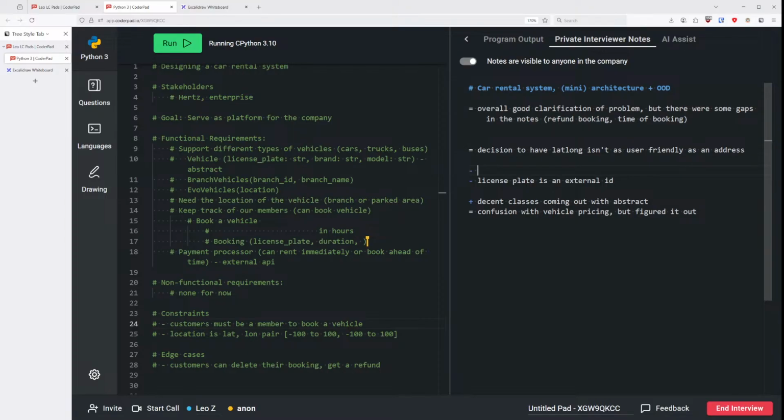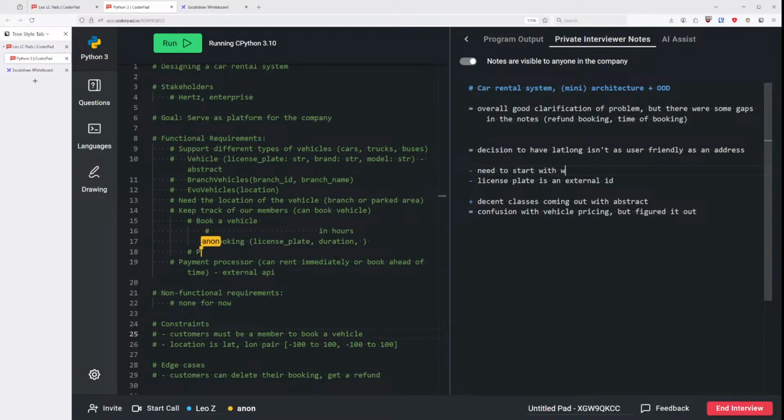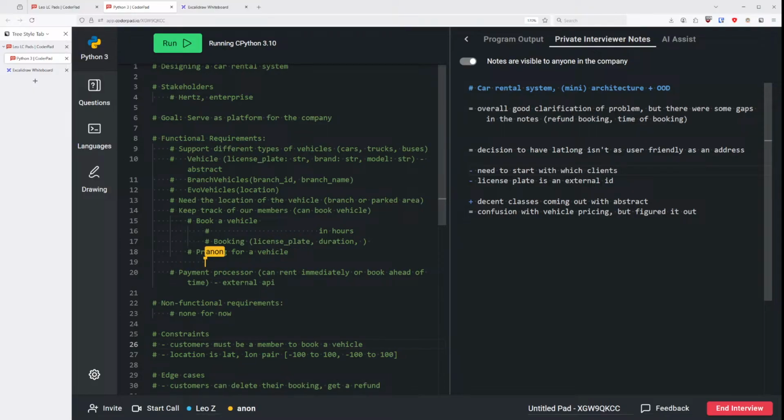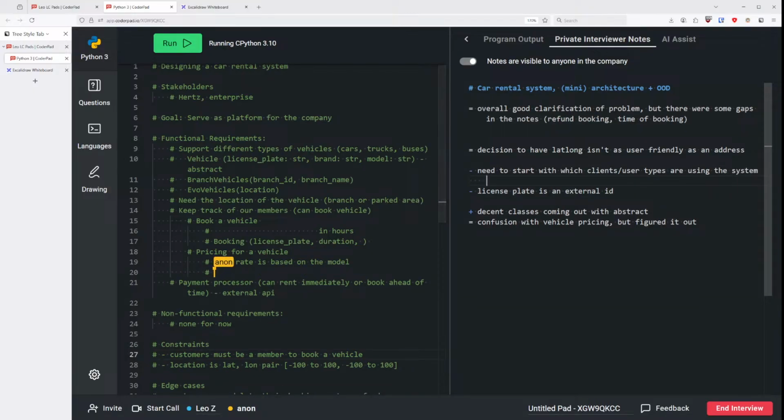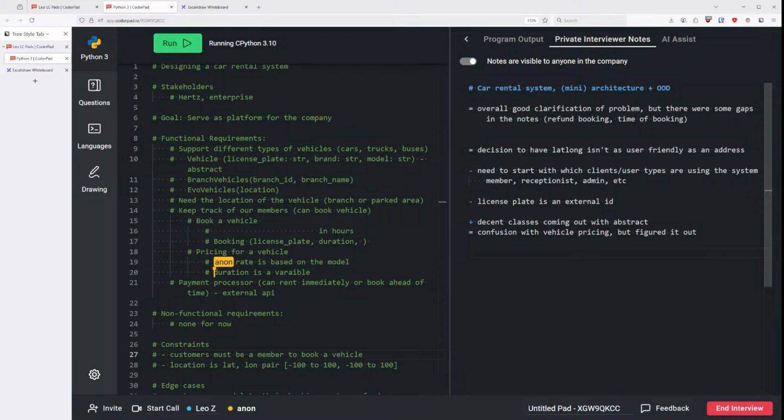The rate is based on the model. Okay, so the base rate will be based on the model. That makes more sense. I should probably write that down somewhere. Let's do pricing, right here. Pricing for a vehicle: base rate is based on the model, and the duration is a variable cost. All right. And is there anything else that we might need for booking? Okay, I don't think there is.